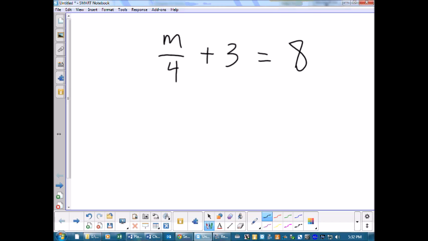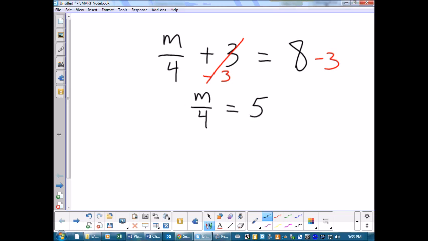Okay, so we have two operations. Our objective is still to get m all by itself, right? So the first thing we're going to do is get rid of that positive 3. How do you get rid of positive 3? We subtract 3. If we do that on one side, we've got to do it on the other side. So these cancel out. You're left with m divided by 4 equals 8 take away 3, which is 5.